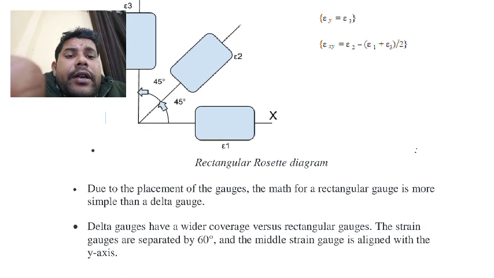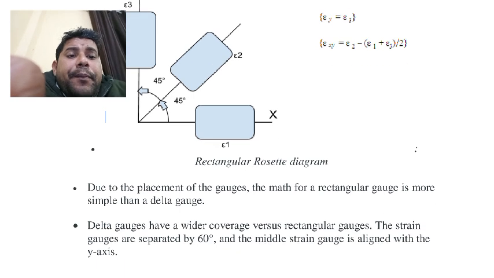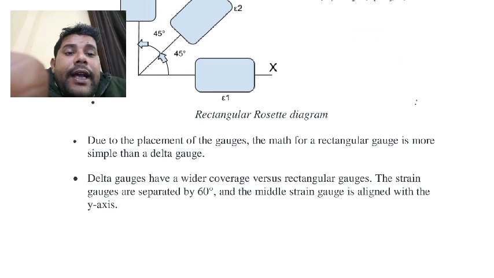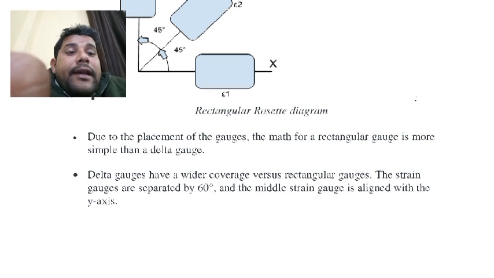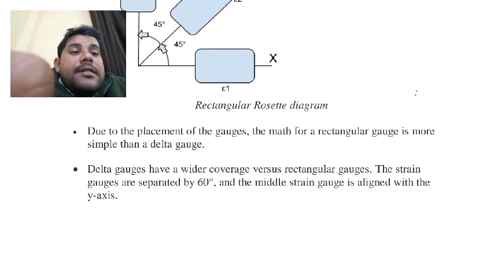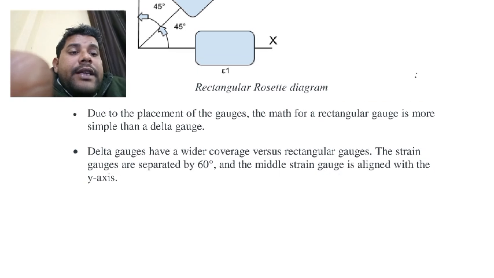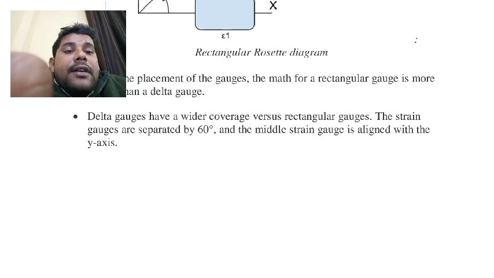This is the rectangular rosette. Due to the placement of the strain gauges, the math for a rectangular rosette is simpler than for delta rosettes. Delta rosettes have wider coverage compared with rectangular ones. The strain gauges are separated by 60 degrees, and the middle strain gauge aligns with the x axis.